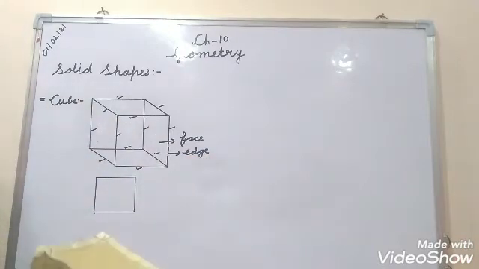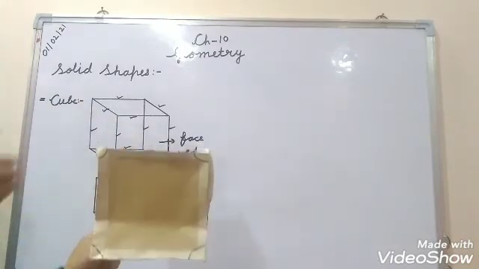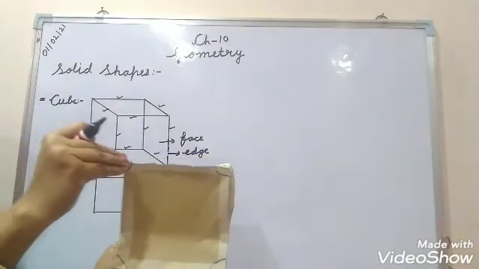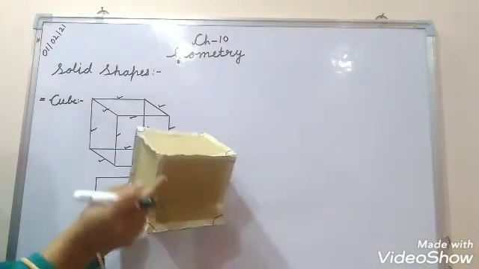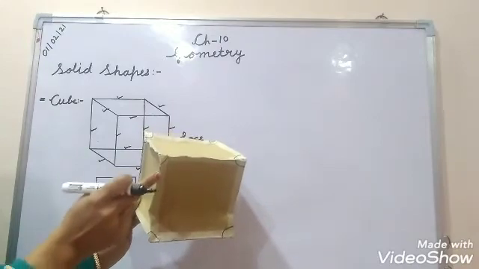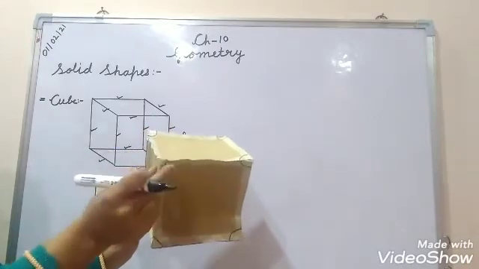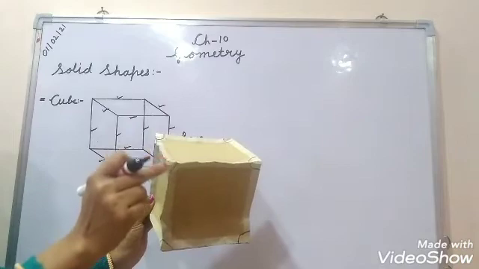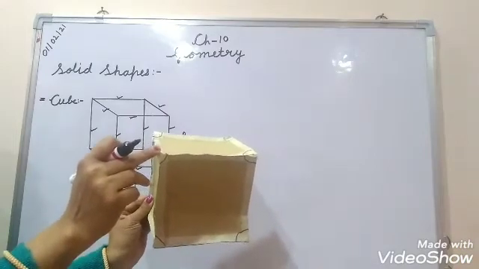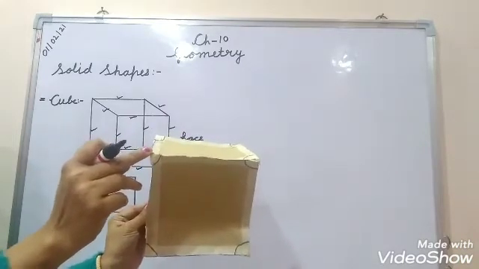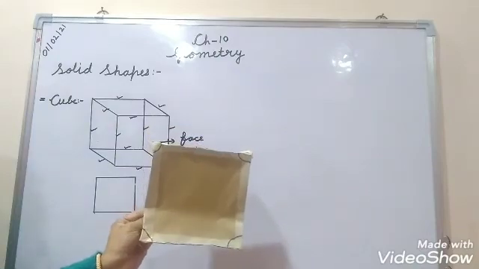Now after that, edges are meeting at some point. Here you can see that this edge, this one and this one are meeting at some point. This point is called a corner. What is it called? It is called a corner. So let's count how many corners are there.